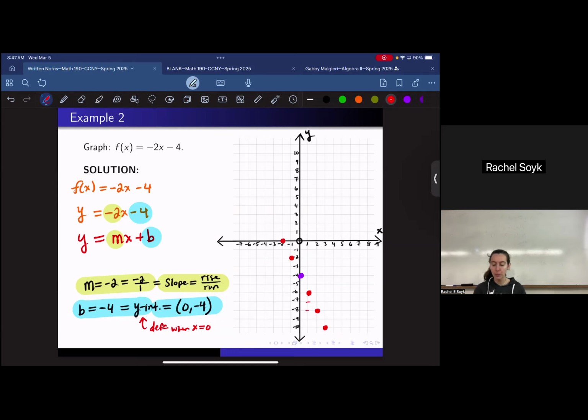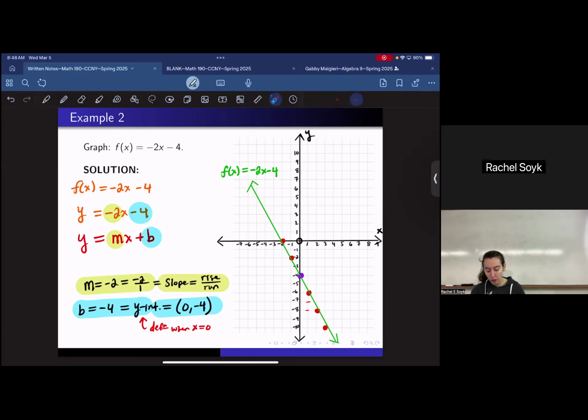I plotted a bunch just to practice with you guys, but as long as you usually plot like 3 points, you should be good. 4, you're definitely good. And then your last step when you're graphing, you really need to make sure that you write your function, you're labeling your function on your graph.